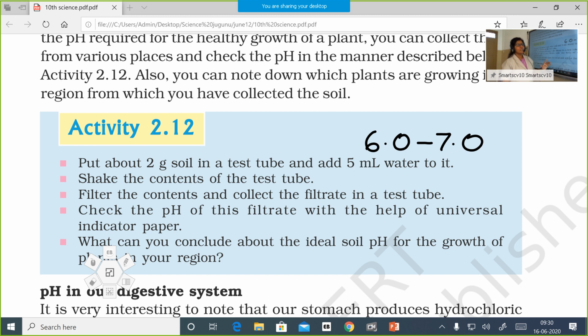So what is the generalization? Crops prefer growing in what type of soil? Soil which is preferably neutral, but they can actually grow in the pH range of 6 to 7, that is neutral to slightly acidic. But if you find that the range is either below or above this range, it has to be brought back to the neutral range. So we'll conclude with this and then go for the interactive session.